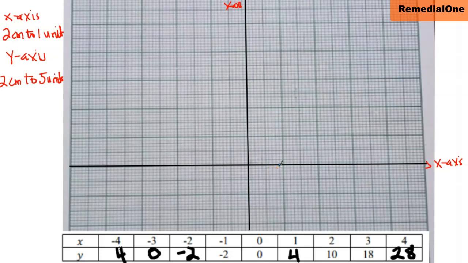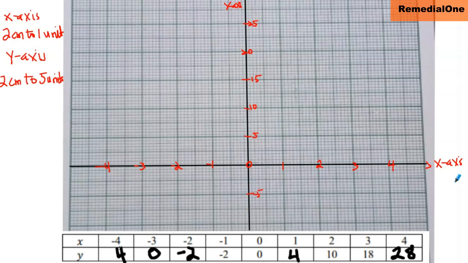Each 2 centimeters is 1, so here is going to be 1, 2, 3, 4, then -1, -2, -3, -4, and origin 0. Here they want us to go 5, 10, 15, 20, 25, 30, somewhere there. And here will be -5.